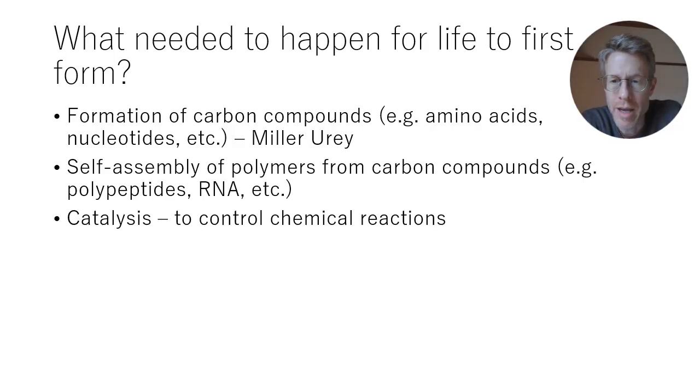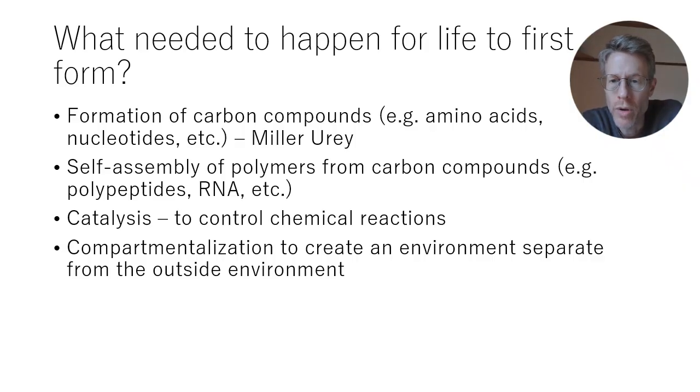We would have needed some way to catalyze chemical reactions so that we can control those chemical reactions. Today, cells use proteins, enzymes, and there's numerous enzymes that control all the various steps of cell metabolism, cell respiration, protein synthesis, photosynthesis. Everything that a cell does is controlled using enzymes. And so it's thought that we would have had to have some means of control for life to emerge.